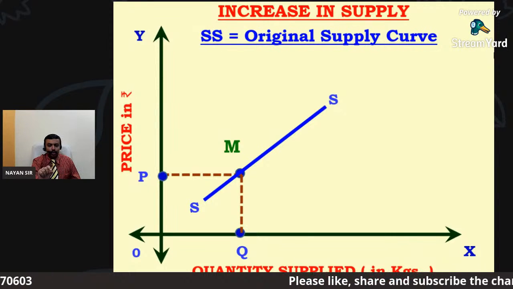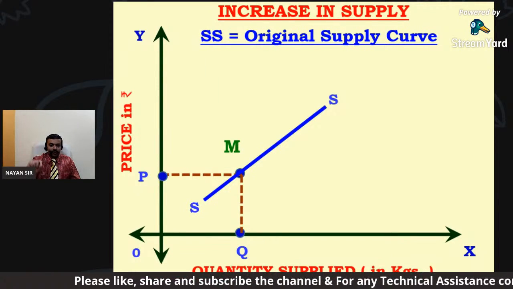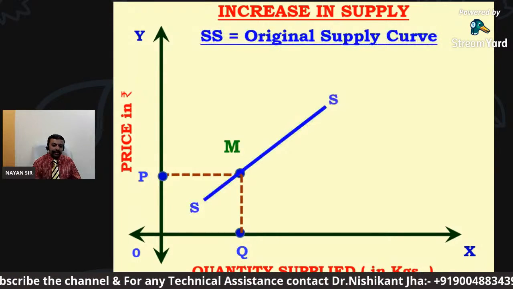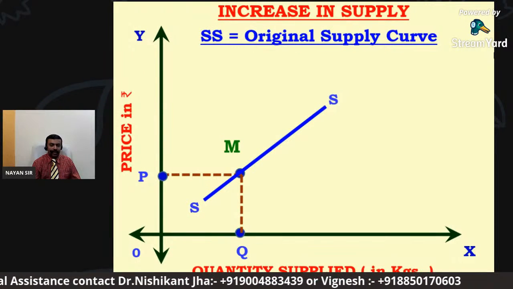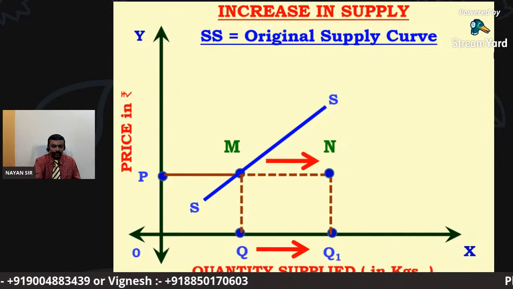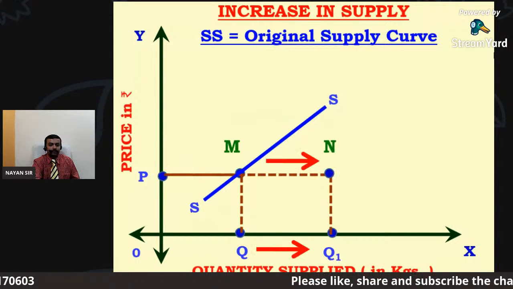P is the price, Q is the quantity, both meeting at M. There is a supply curve SS, that is the original supply curve. Once again, I will go in reverse and flash it: SS is the original supply curve. Now what are we doing? Increase in supply. Increase in supply means quantity should increase. So here we will indicate it to the point M.